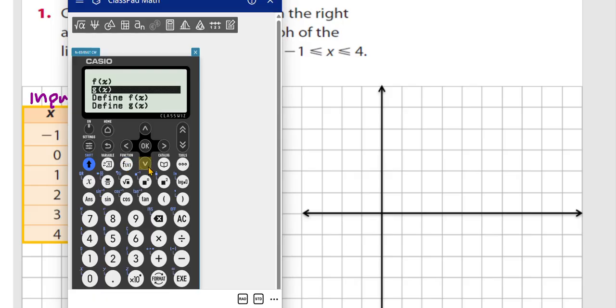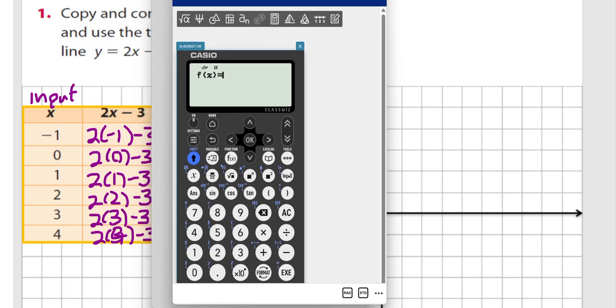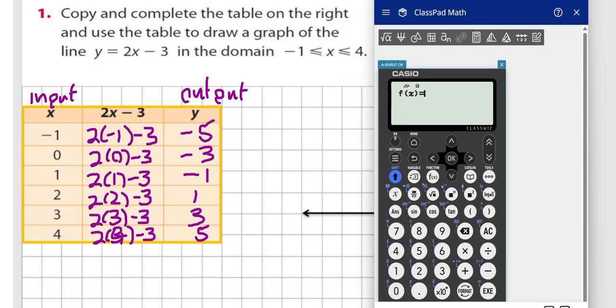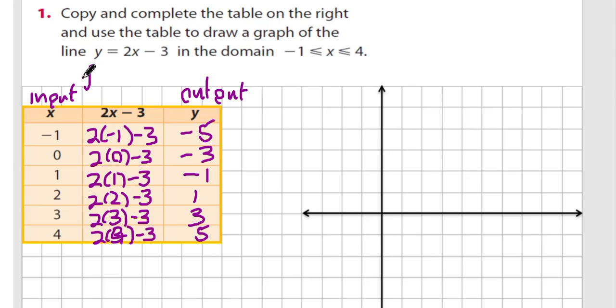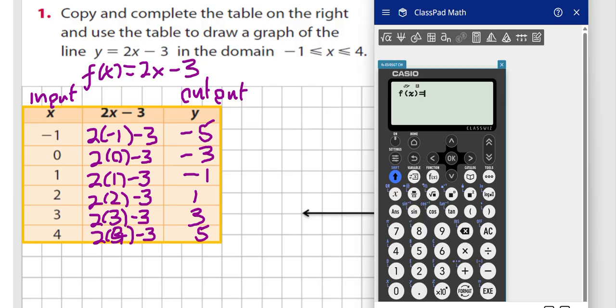Okay. So what we're going to do is go to what's called function, okay? Does everybody see function? We're going to press function. We're going to go down and define f of x. Does everybody see f of x? And the thing to remember is that y and f of x actually mean the same thing. So we're going to write 2x take away 3. I'm going to pause there. You press execute and it disappears. Agreed?